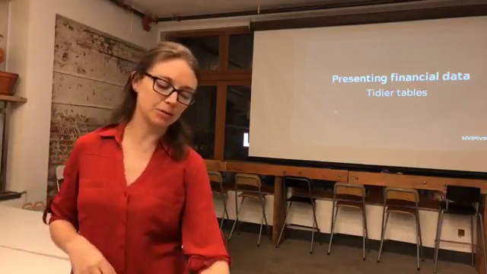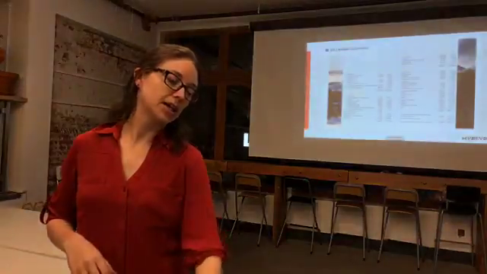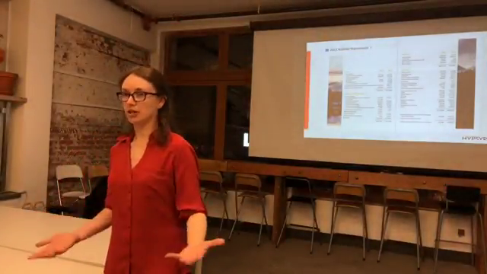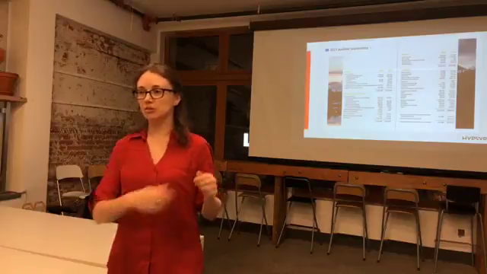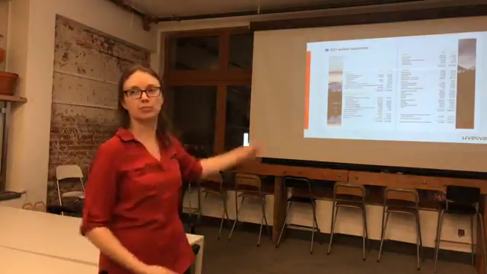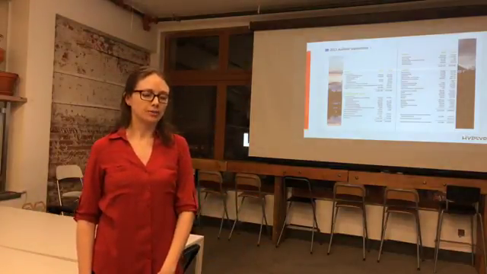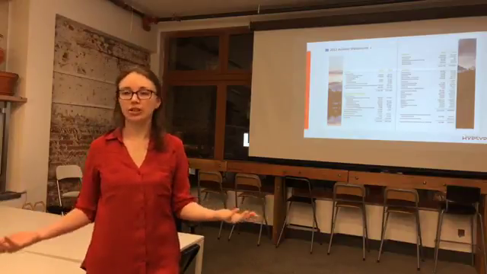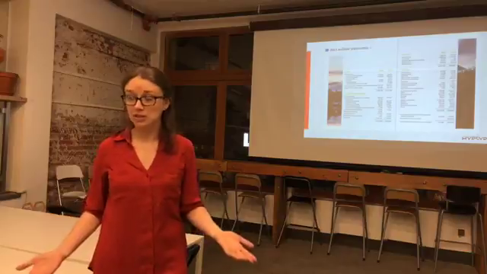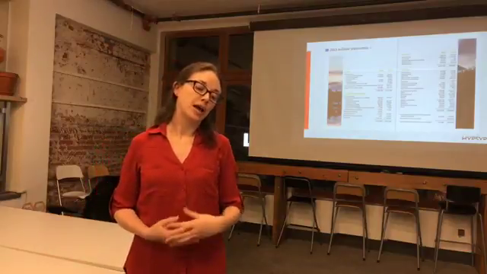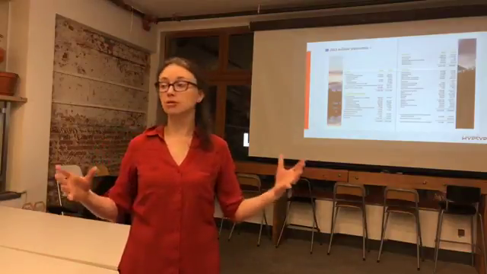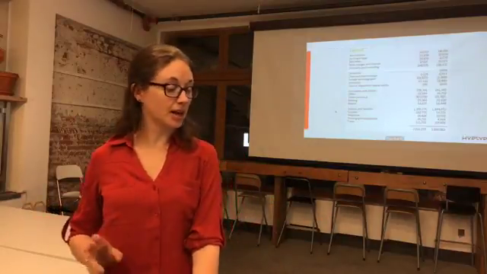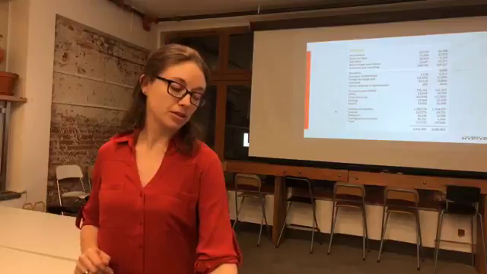First up is tables, tidier tables. Tables are a pretty standard way of showing financial data, including in annual reports. You've probably seen those. You flip to the back, and there's all the numbers. I don't know if it's actually legally required for you to have all the numbers, but it's generally good anyway for transparency's sake. And yeah, tables are perfectly fine. To make nice, tidy tables, there's a few things you can do.